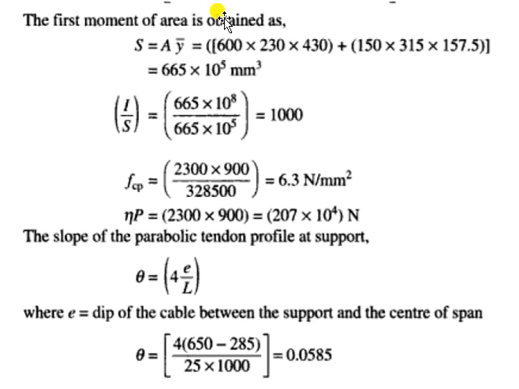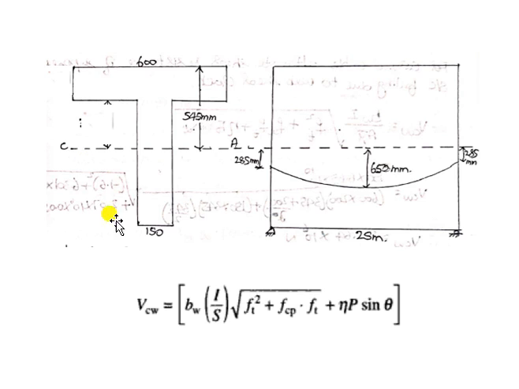First, the moment of area is obtained as S is equal to A into Y bar. So this is the formula. We know the width of the web, it is given, it is 150. We know I, we can calculate it, or it will be given in the question. So S is equal to A into Y bar.